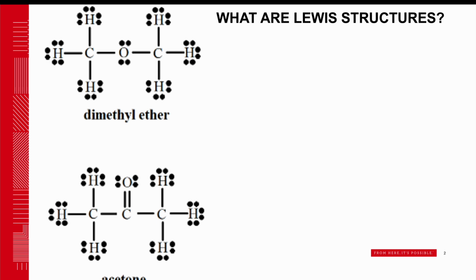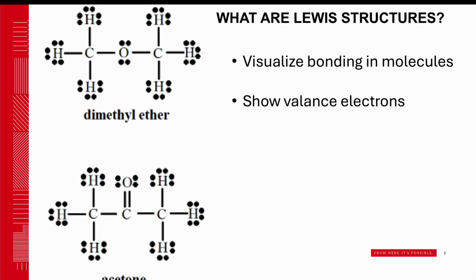Molecules surround us, but have you ever actually seen what a molecule looks like? Probably not. Lewis structures help us visualize the bonds in a molecule, which can tell us its shape and its properties. They show valence electrons, which are the only electrons available for bonding. There are other electrons within an atom, but these don't matter as much for deciding the structure.